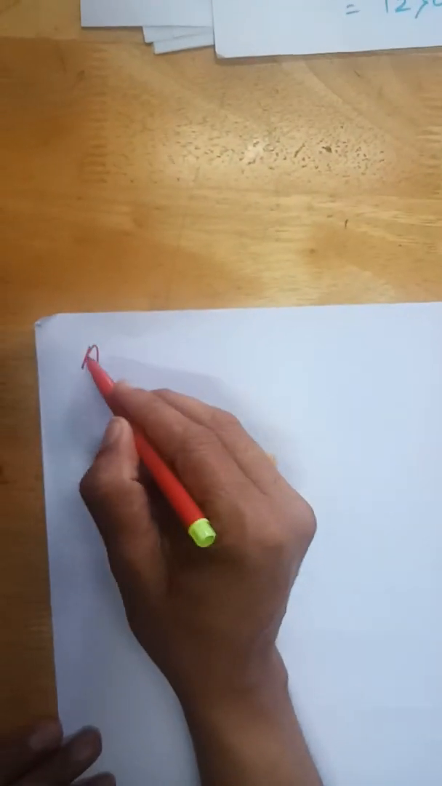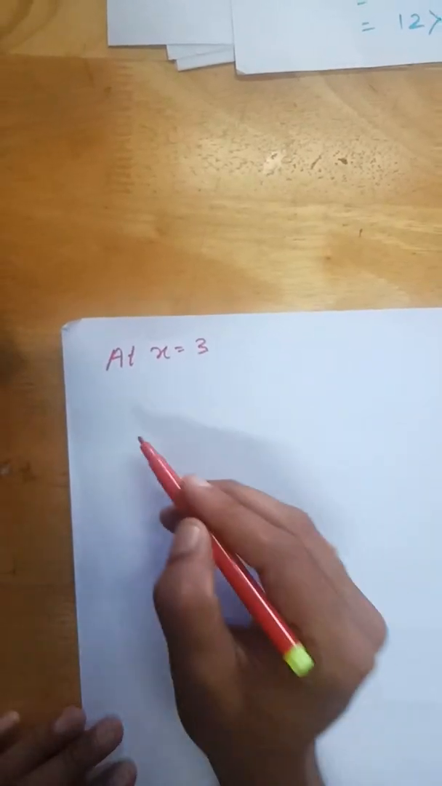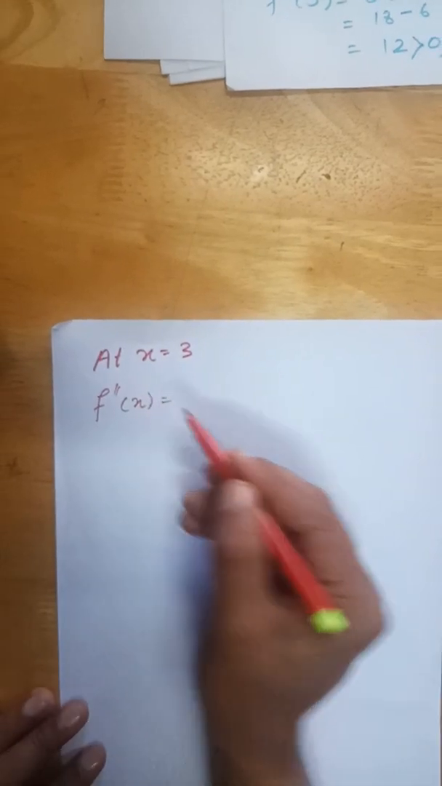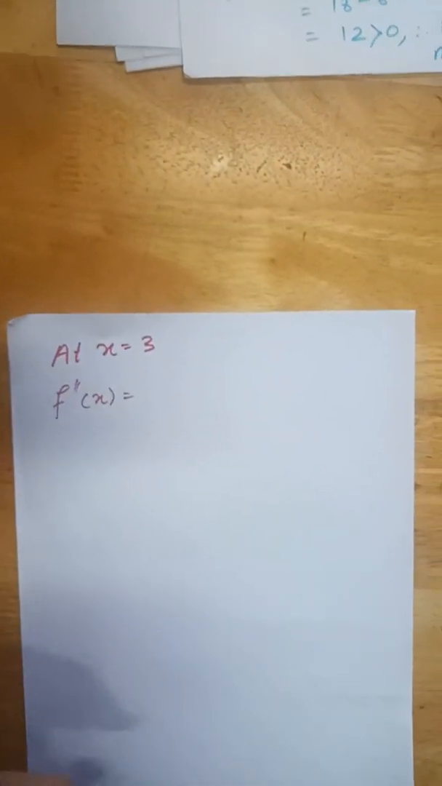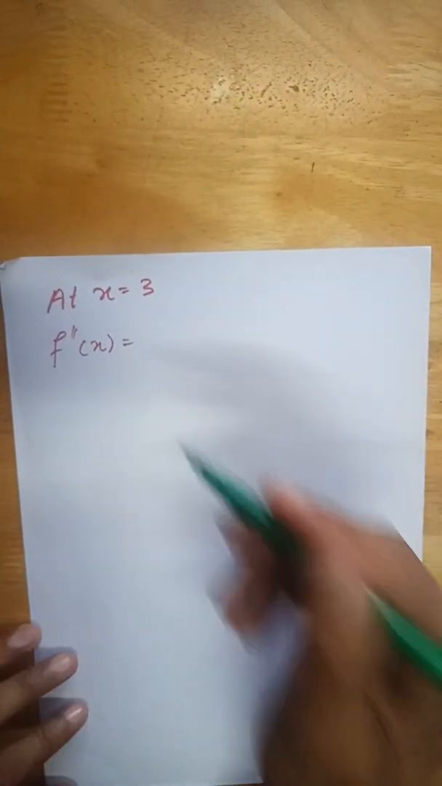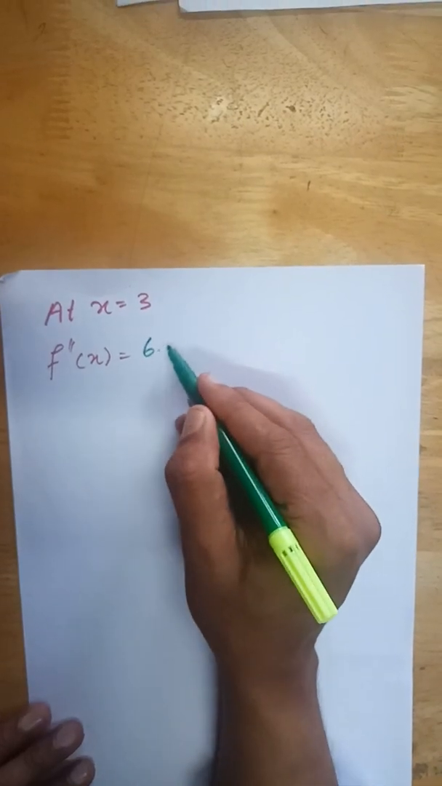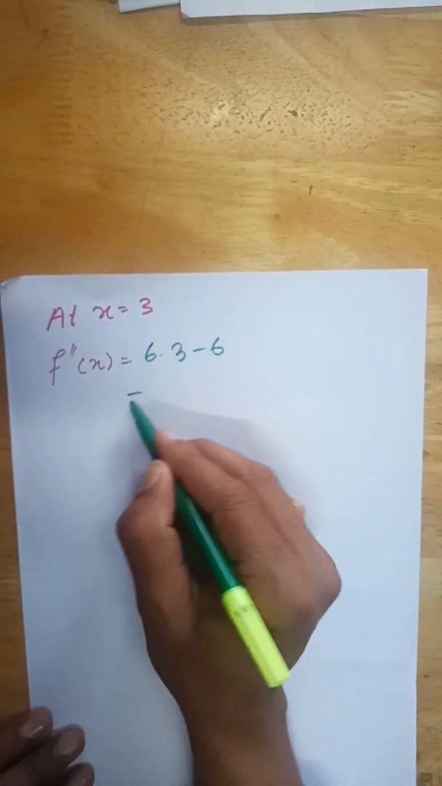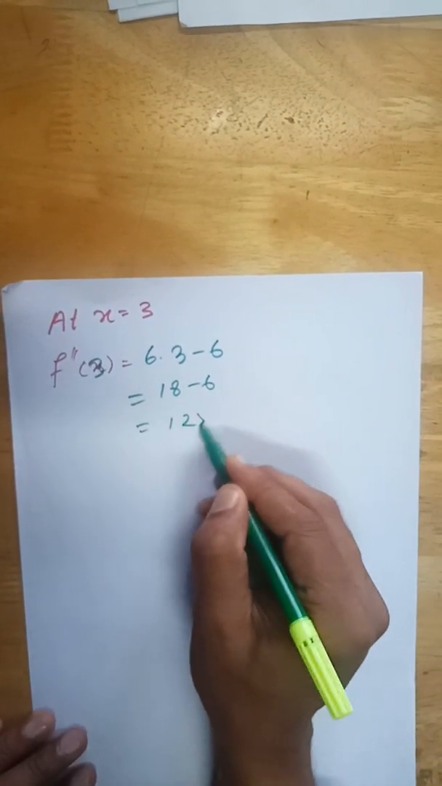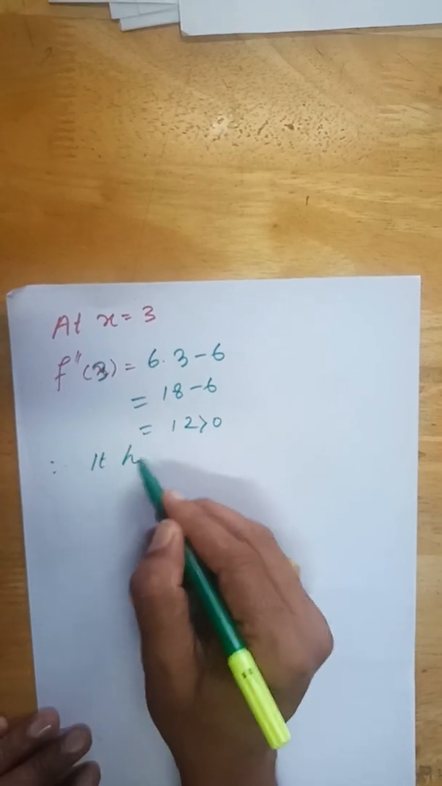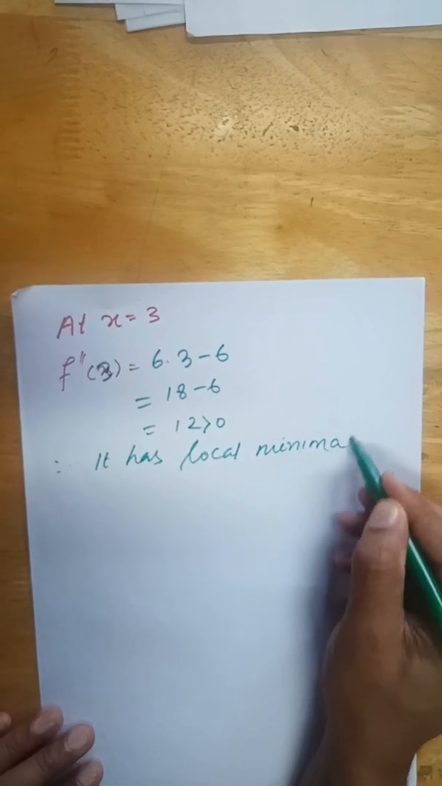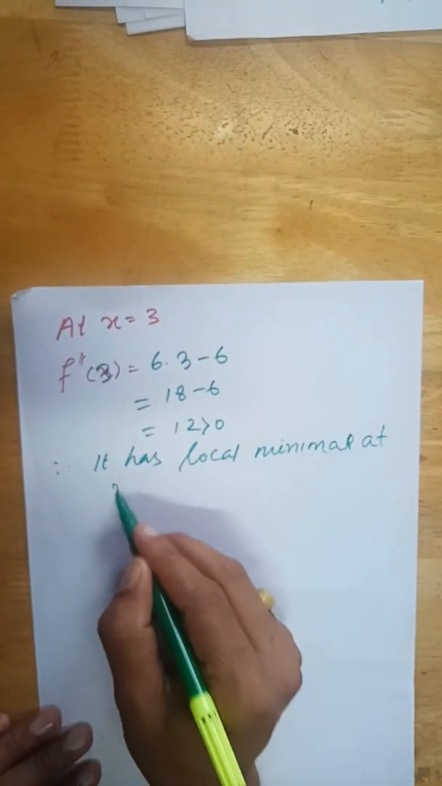Okay, so now at x equal to 3, we say that it has local minima, right? So f double dash of x, let's check whether it has minima or not, because if one value is having maximum, another will definitely have minimum. Both values will not be maximum. 6 into 3 minus 6, so you can put 3 here, it's going to become 18 minus 6, that is equal to 12, greater than 0. Therefore it has local minima at x equal to 3.